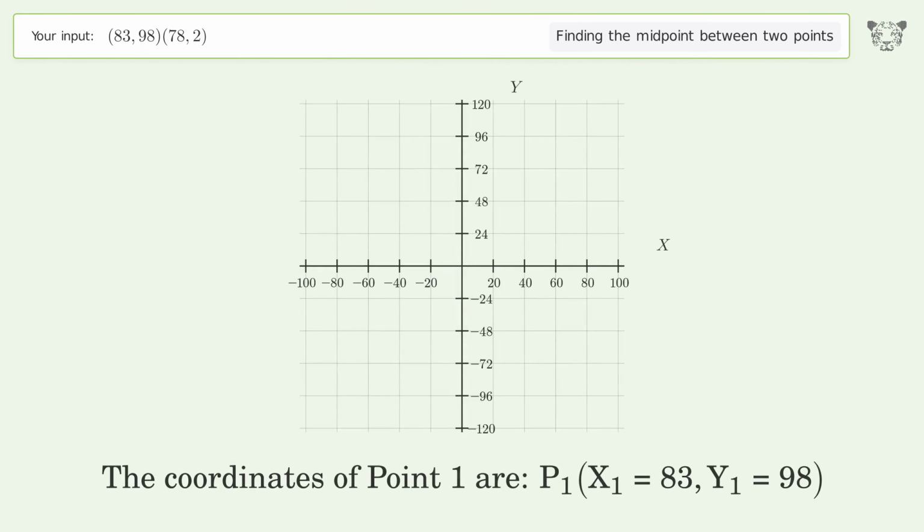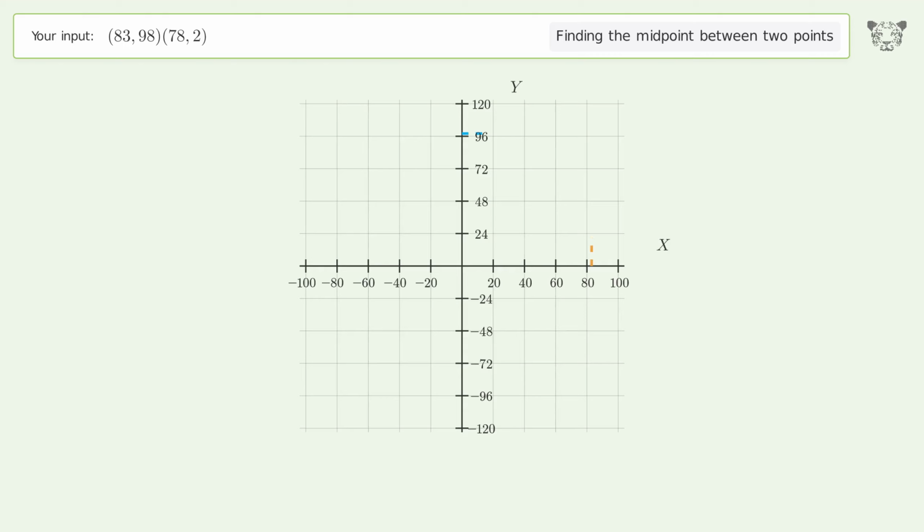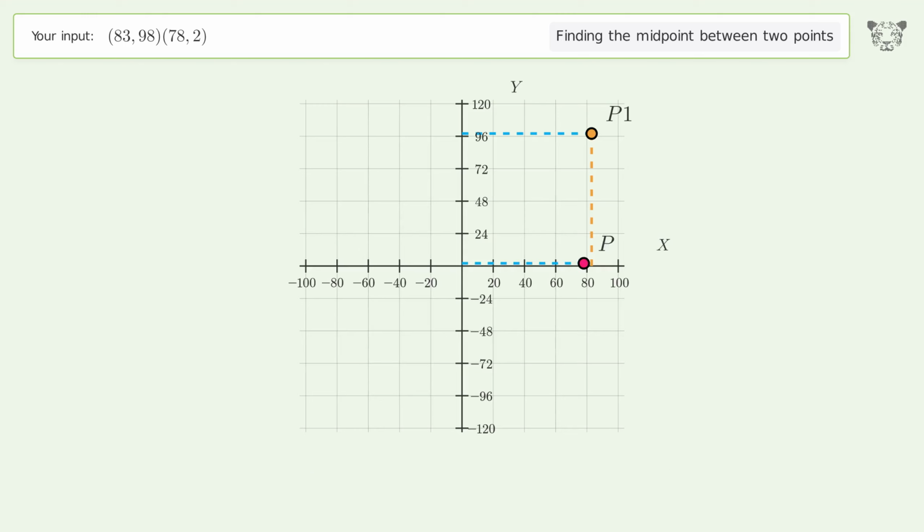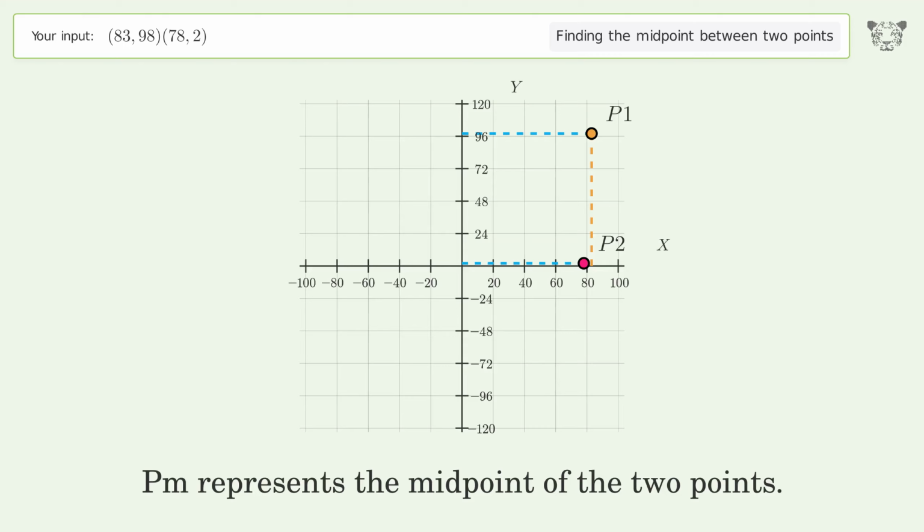The coordinates of point 1 are, x1 equals 83, y1 equals 98. The coordinates of point 2 are, x2 equals 78, y2 equals 2. PM represents the midpoint of the 2 points.